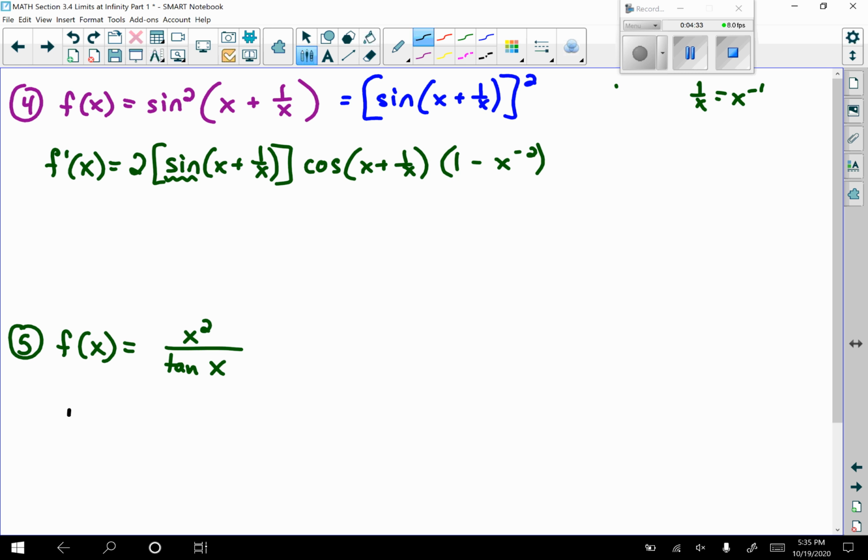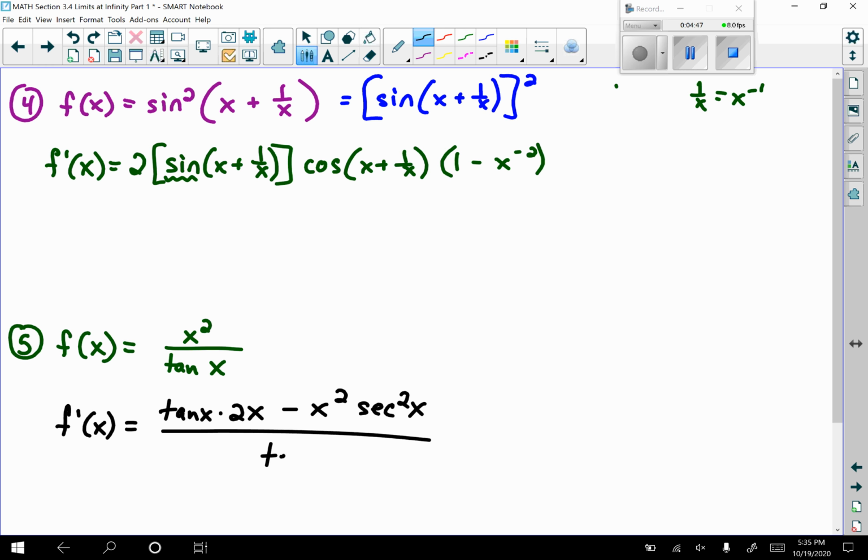In number 5, I'm going to use the quotient rule here as well. Low d high becomes tangent x times 2x minus high d low, so x squared, derivative of tangent x is secant square x, all over low low, so you could write this as tangent x squared or tangent square x.